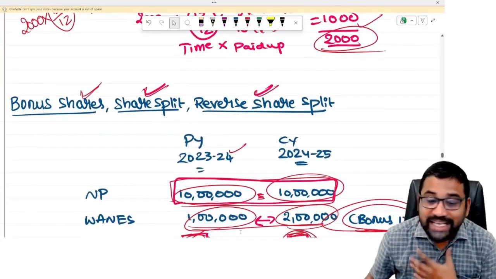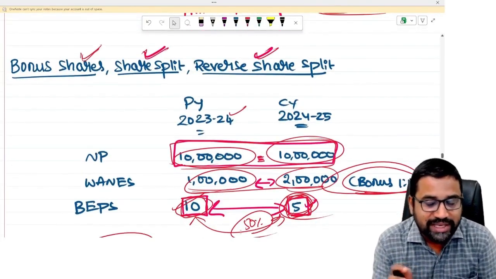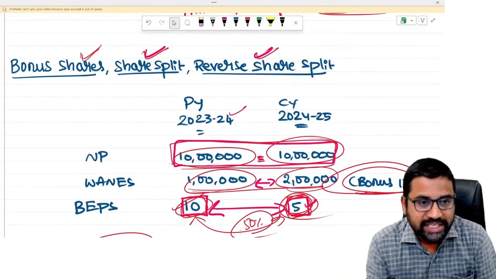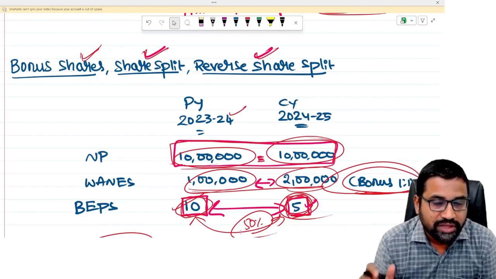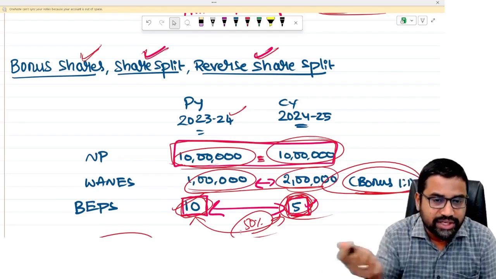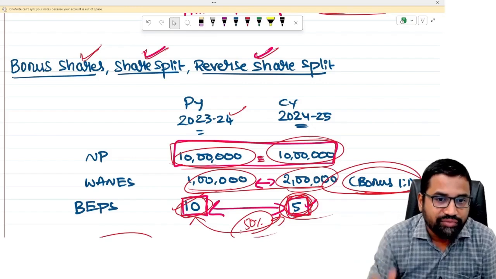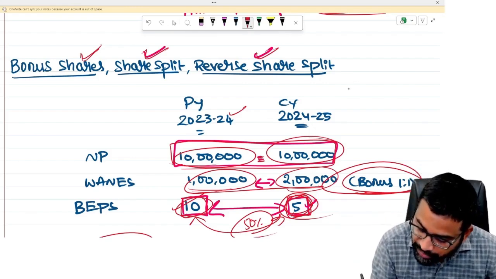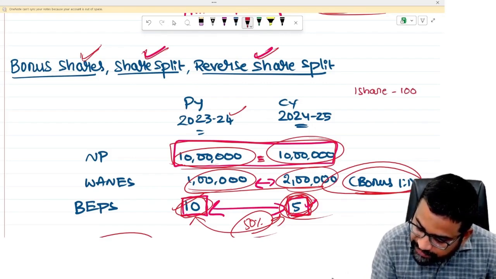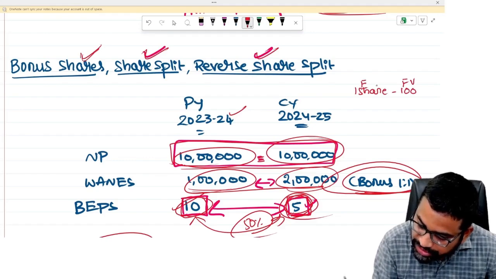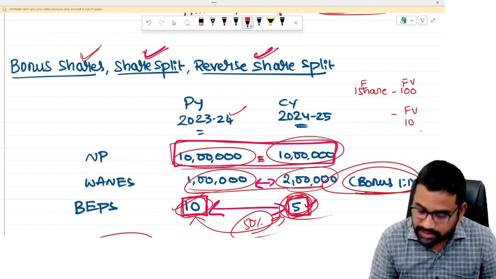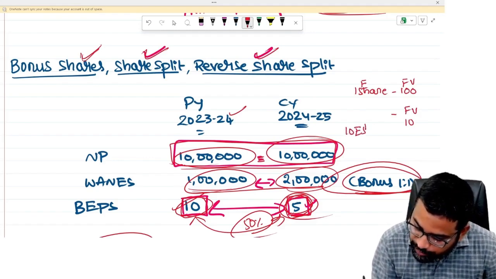Now next, share split. Share split and reverse share split follow the same concept. What is a share split? One share divided into multiple shares, a subdivision of shares into shares of smaller amount. Reverse share split means aggregating or consolidating shares into a share of one larger value. For example, one equity share of 100 rupees face value. Now we split it into 10 rupees, so 10 equity shares of 10 rupees each.